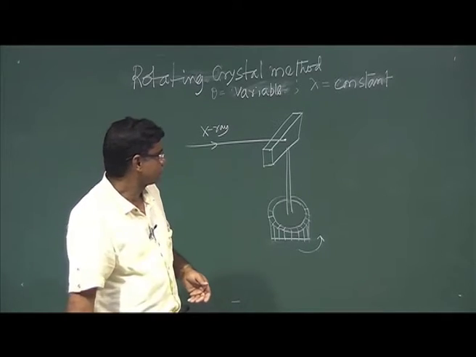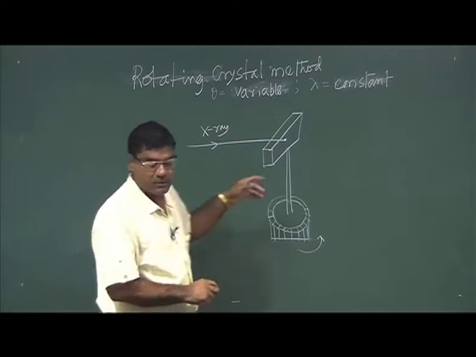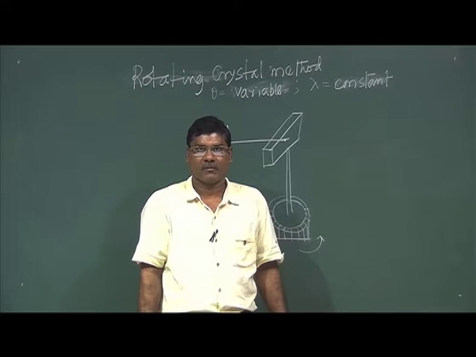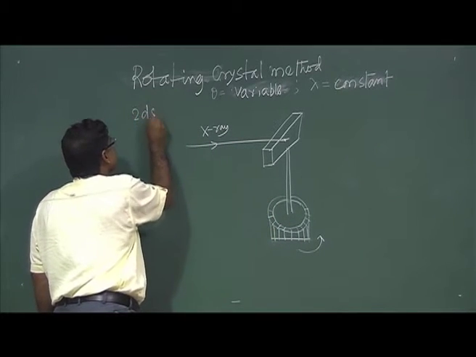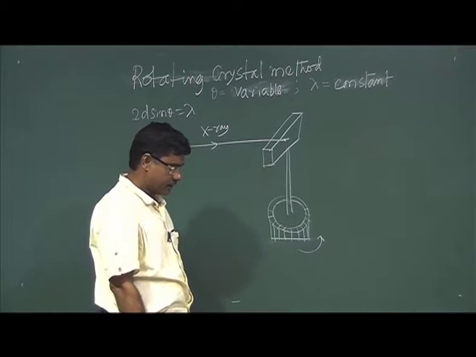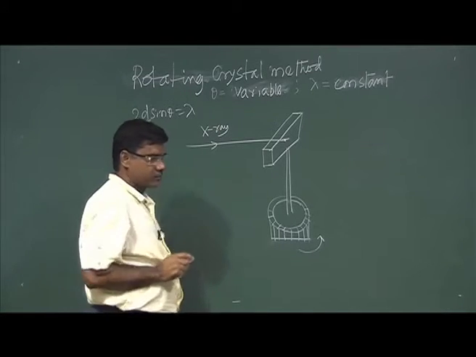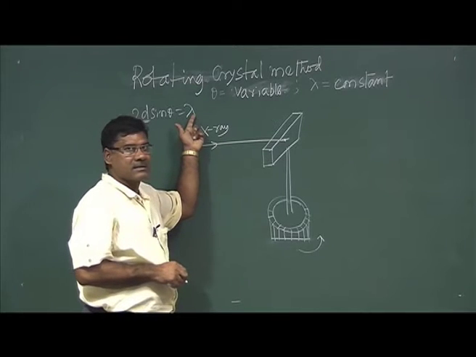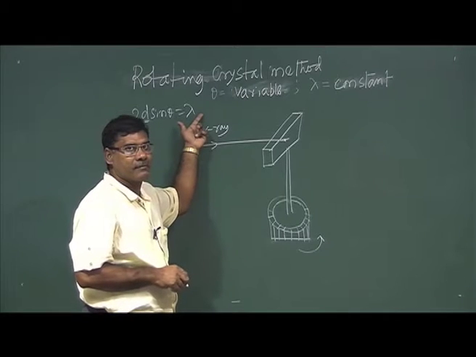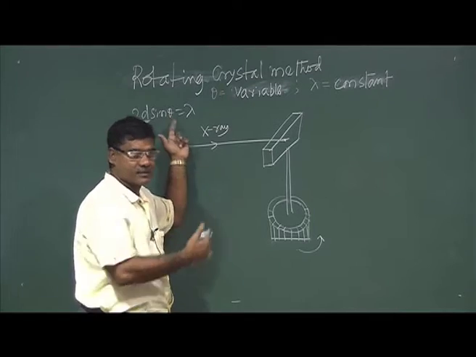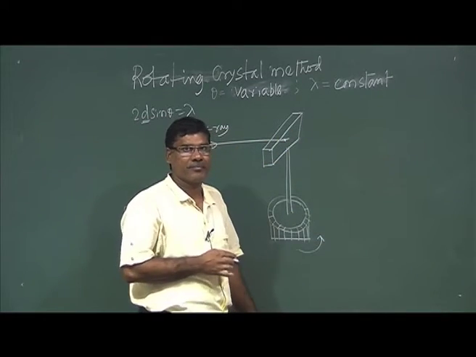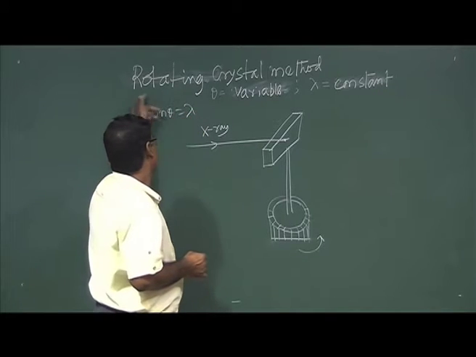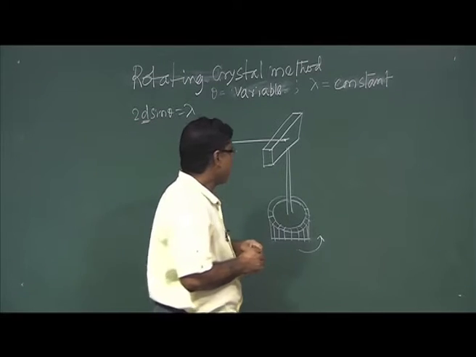What will happen? It will be diffracted following 2d sin theta equals lambda, with a particular set of planes having lattice spacing d, and lambda constant. The ray from this plane will be reflected at a particular angle, since the crystal is rotating and the angle changes, when it satisfies this condition.